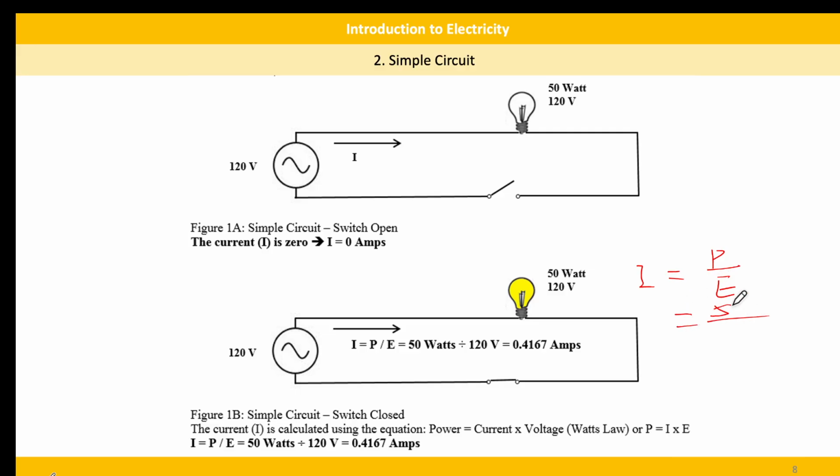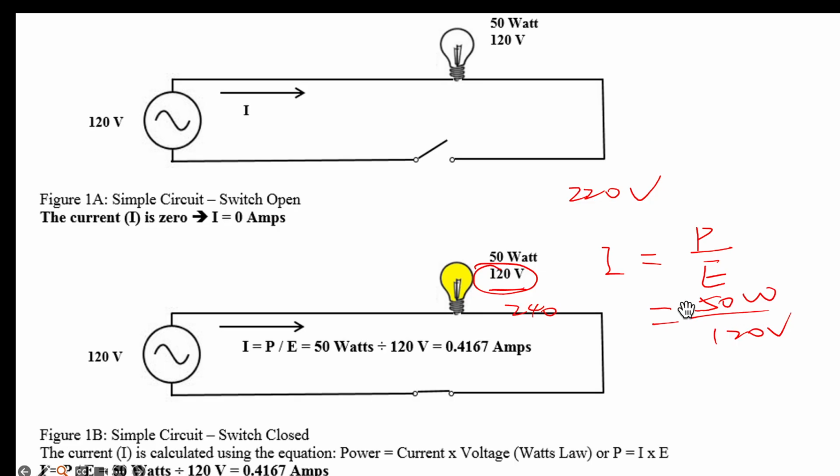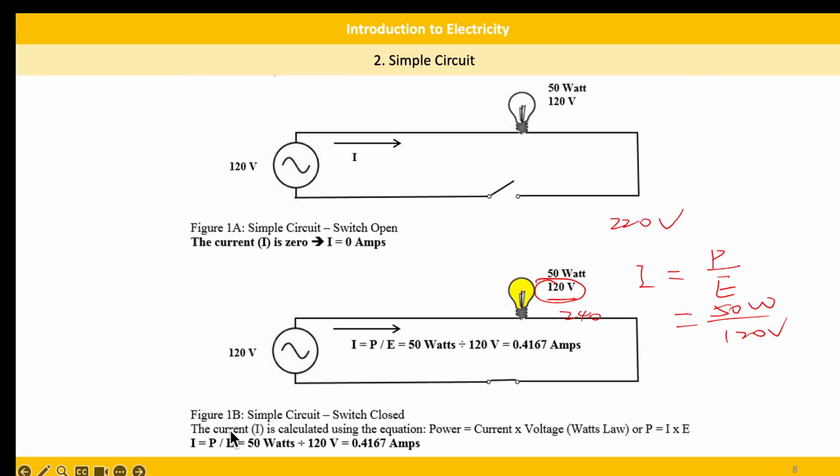50W, 120V. Usually in the US, especially for residential buildings, most of the equipment uses 120V or 240V. But in China, in my country, we use 220V. It's different for different countries; we have different voltage standards. But in the US, most of the time we use 120V.